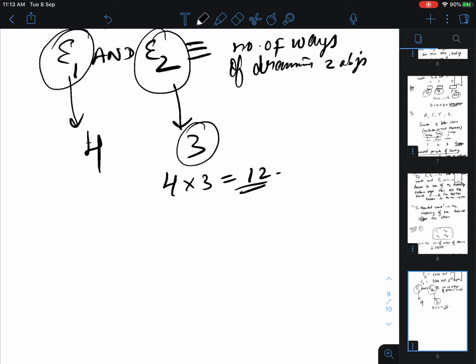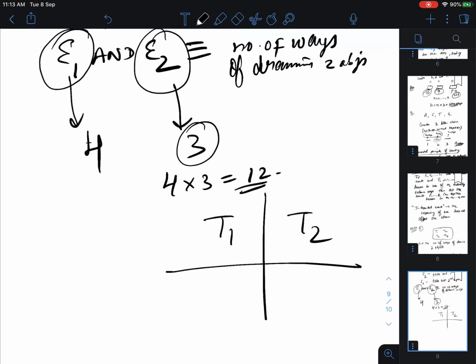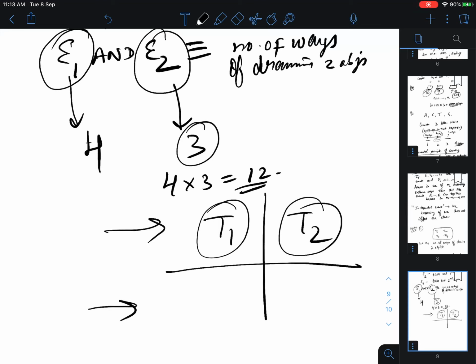Well and good. But you see, suppose one of the outcomes is T1 and T2. That is, suppose the first object that you take out is T1, and after that you take out T2. That is one case. Another case that is possible is that the first object that you take out is T2 and the second object that you take out is T1. So basically the point is that ordering is included in the final answer obtained after multiplication.